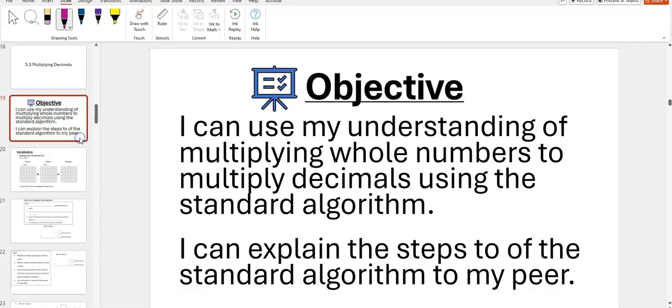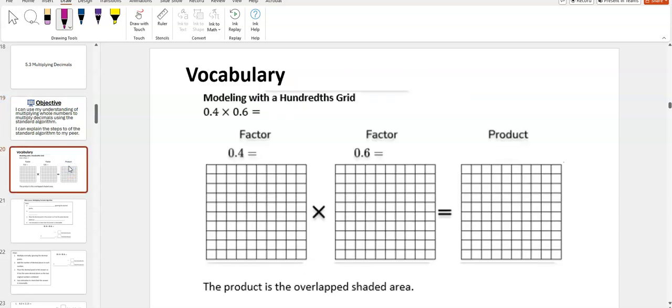So our objective in this lesson is understanding multiplying whole numbers, using that understanding to multiply decimals using the standard algorithm, and being able to explain the steps of the standard algorithm to your peers, so you can really make sure that you understand how to multiply. But first, we're going to do a little bit of modeling. So we want to make sure we understand what multiplying decimals means.